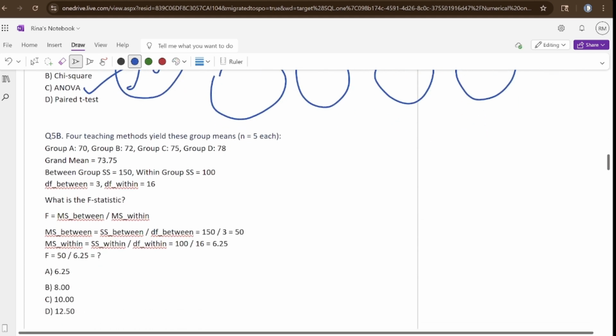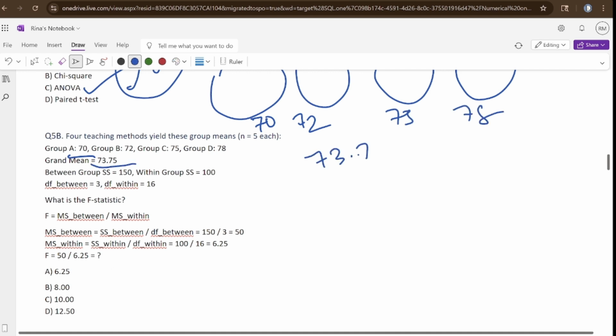4 teaching methods, n equal to 5 each. Group A 70, 72, 75, 78. So grand mean is 73.75. Okay. Now between group sum of square is 150. Within group sum of square is 100. Degree of freedom between is 3. Degree of freedom within is 16. You have to calculate what is F statistic.